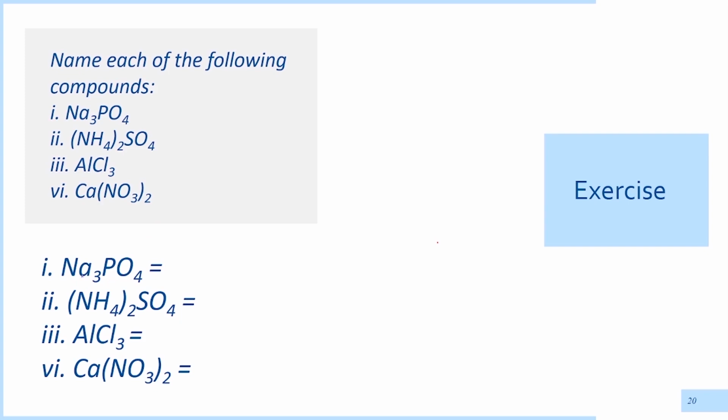Na stands for sodium and PO4 phosphate. In Na3PO4, we have 3 sodium atoms, so trisodium, and the other part, PO4, is phosphate. So the name of the compound is trisodium phosphate.